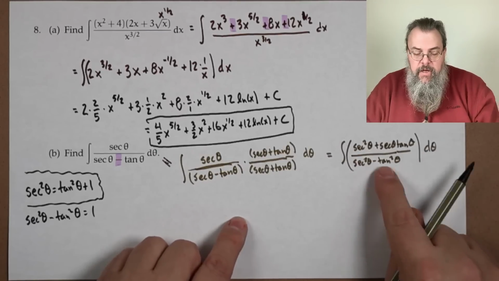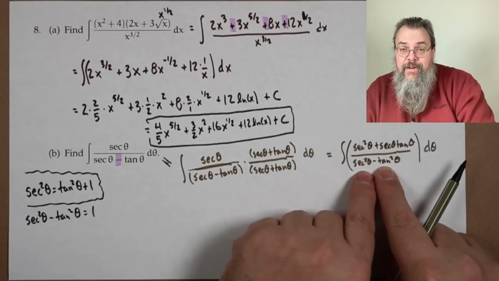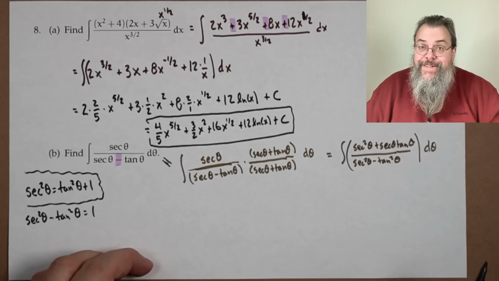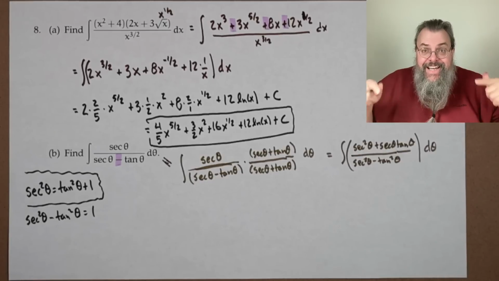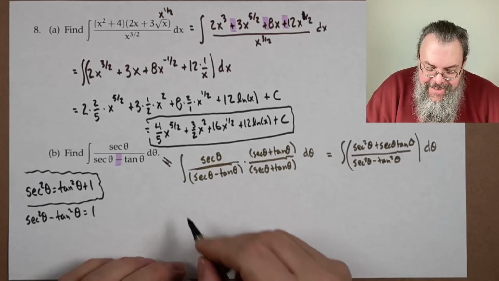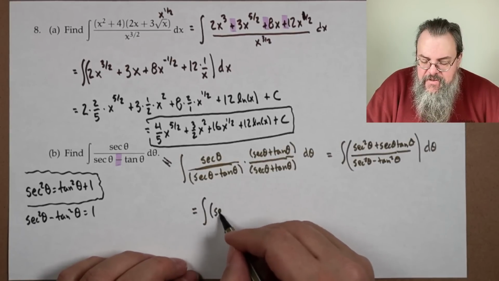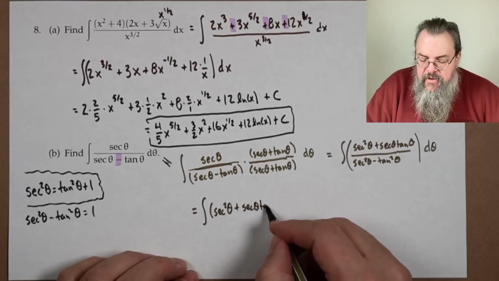But now we're like, wait, hold on. We did all this work to say this denominator is 1, and that's correct. And, well, since it's 1, we can just get rid of it, right? Yes! Woohoo! Nice! So this is the integral of secant squared theta plus secant theta tangent theta.